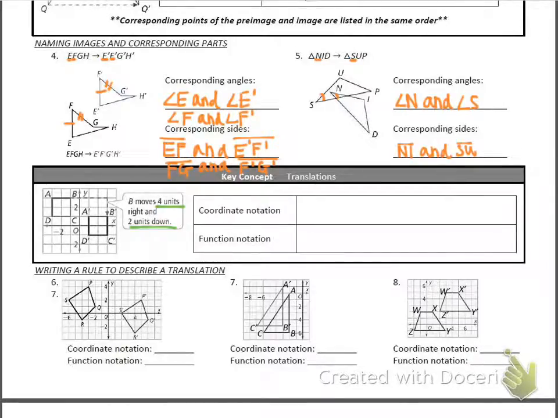Now in math, of course, there are always notations of how to do these. So for a translation, we have 2 types of notation. We have coordinate notation, which is the rule that tells you where each coordinate goes. So for our example, we always start with x comma y. That's your coordinate. So this is telling me that for all x's and for all y's, the following rule applies. We use the arrow to say that it maps.